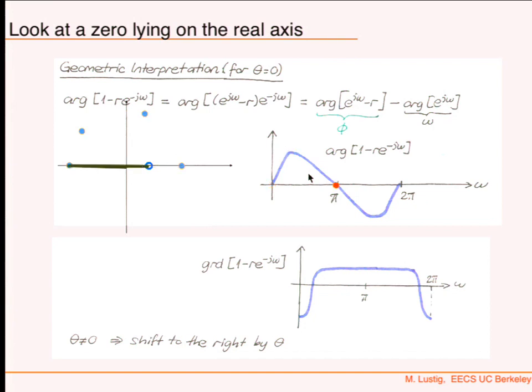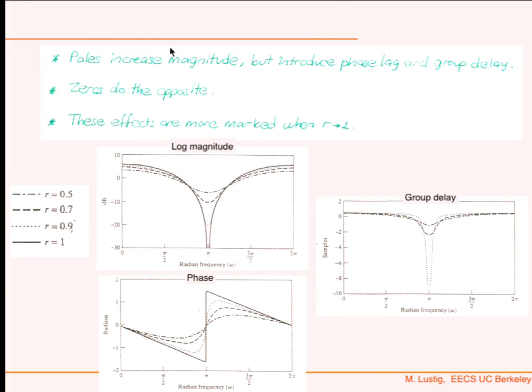I just really wanted to go through this animation again. Zeros do exactly the opposite, in the sense that they reduce the magnitude and create the opposite response of a pole. The group delay would basically be negative group delay, so things would be advanced. These effects are more marked when the pole or the zero gets closer to the unit circle.